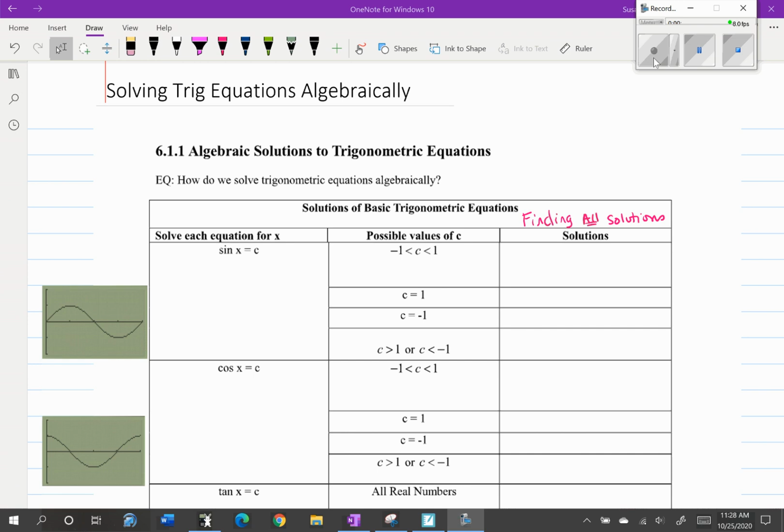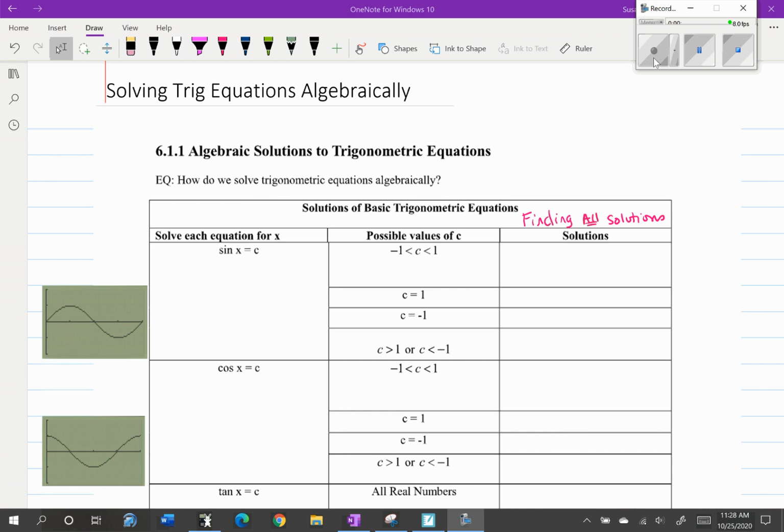Today we're talking about solving trig equations algebraically. So the other day we talked about how to graphically solve trig equations. Now we're going to look at the algebra for them. Of course, we know how to solve a trig equation if it's a value on our unit circle. So this table is really going to help us for when it's not something on our unit circle.